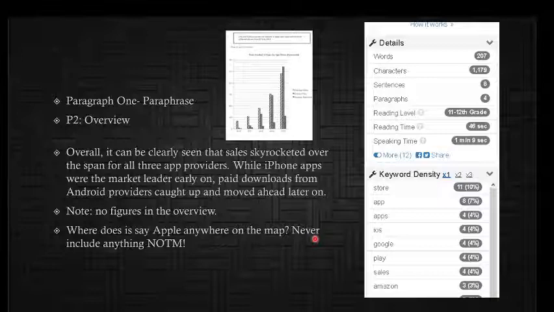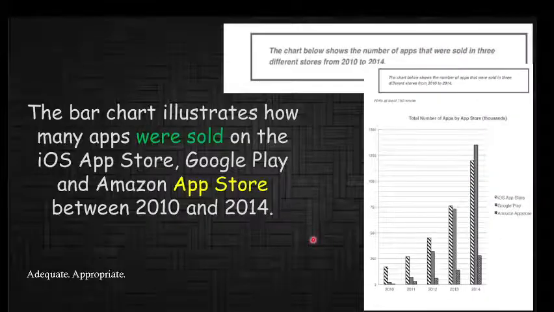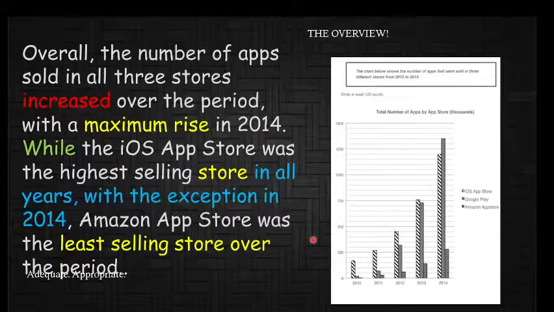That's not good. But overall, the overview was appropriately selected, which means it'll give you a 6. Well, I mean, we haven't gotten through the whole essay yet, but there we are. Okay, overall, the number sold in the 3 stores increased over the period. Well, yeah, it did more than just increase. It increased dramatically, with a maximum rise in 2014.